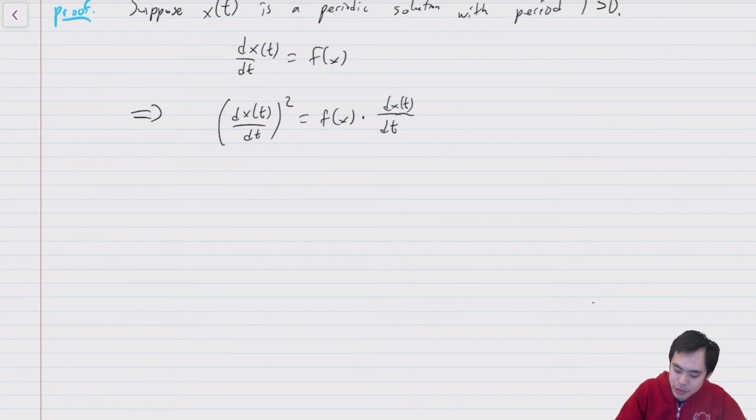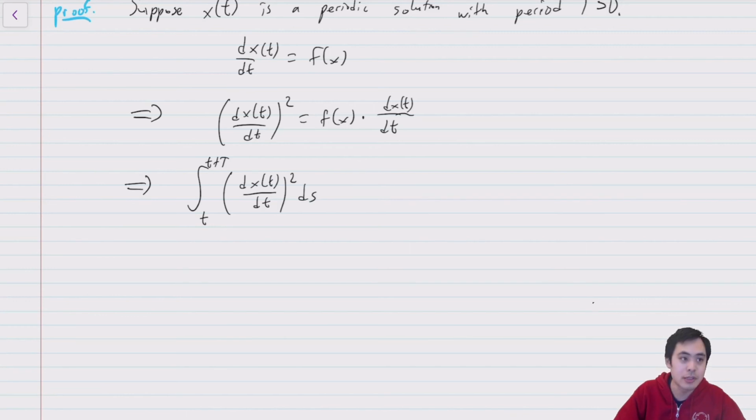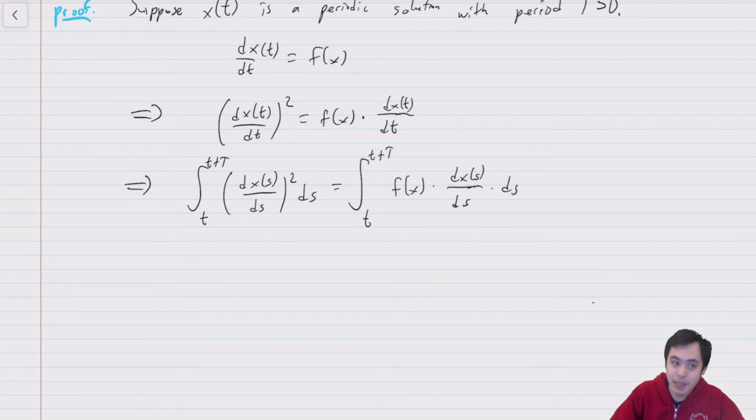And now that we have that, let's try taking the integral of both sides. If we take the integral of both sides from t to t plus capital T, this here is some integral of (dx/dt) squared. The variable inside of the integral is s, so dx of s, ds, etc. And let's integrate the other side using the same limits of integration and the same variable. So this is going to be the integral of f of x times dx of s, ds.